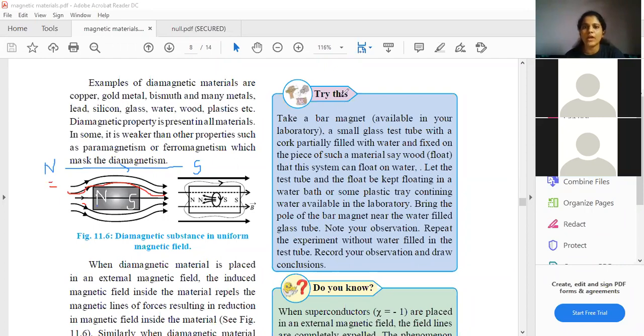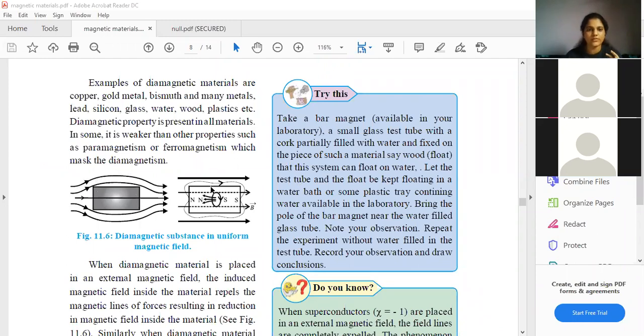I hope you all are understanding why the external field lines are curved over here. On the right-hand side diagram, you can see the north pole and south pole inside, and the external magnetic field is like this. Inside the diamagnetic material, where the north pole is, in front of that the same north pole is given, so the magnetic field lines repel. That is the reason they don't penetrate from inside; they move around the outside. This is the basic idea.